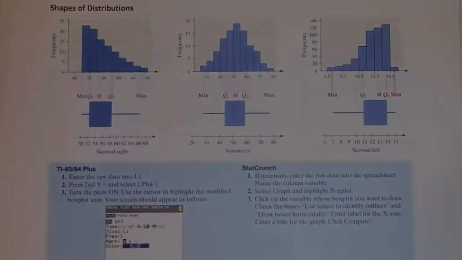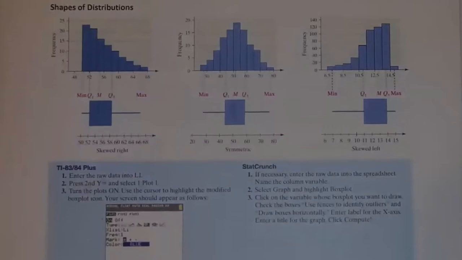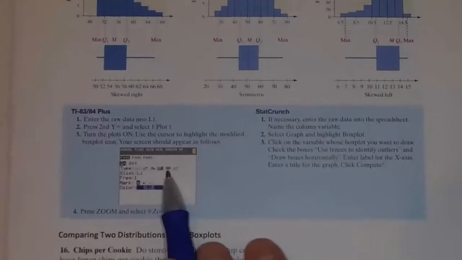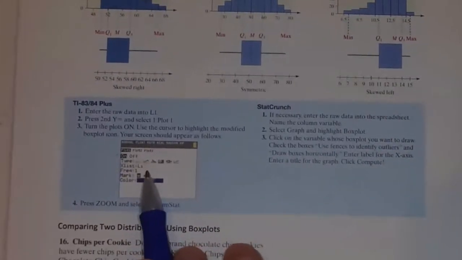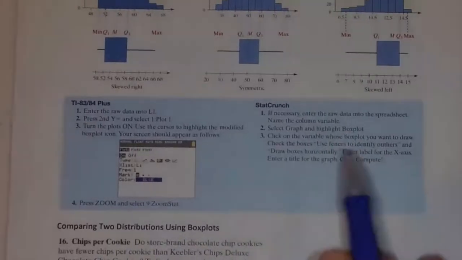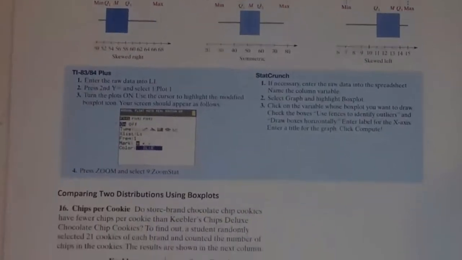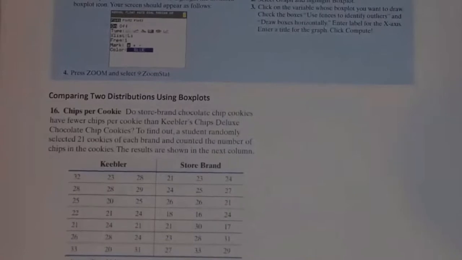So you may be asked to draw the box plot, and then from the box plot, determine if the distribution is skewed left, skewed right, or bell-shaped or symmetric. I've given you instructions here. We demonstrated it, but how you can create a box plot using the calculator, how you can use StatCrunch to create a box plot. And then I have one last example.